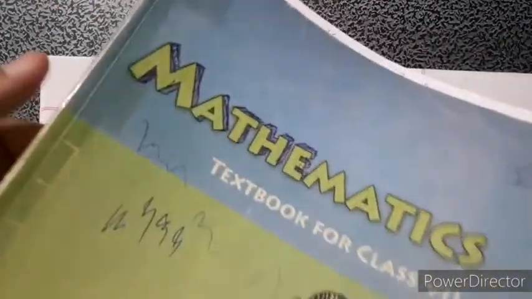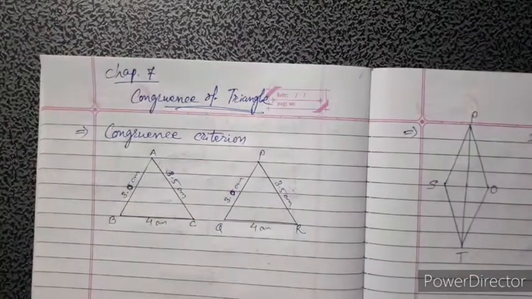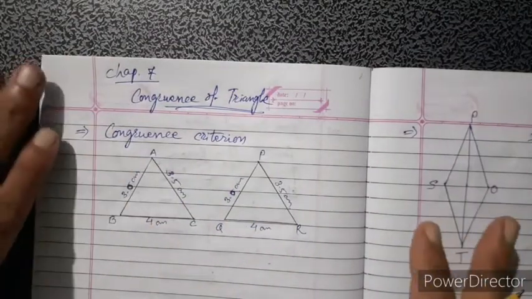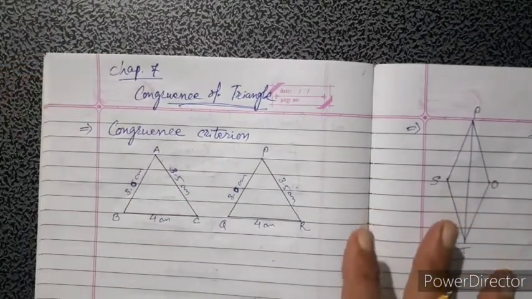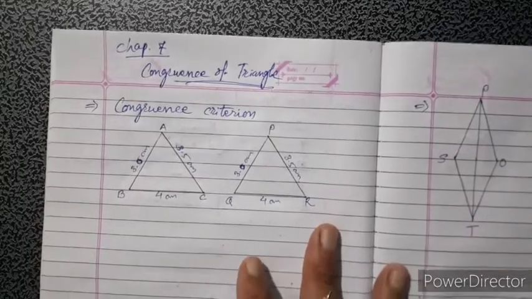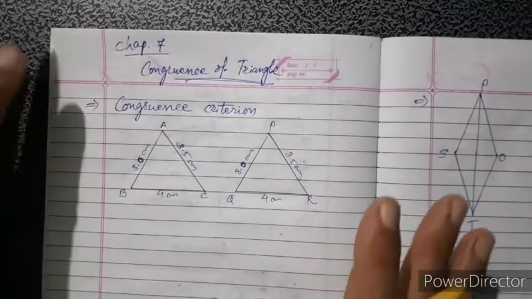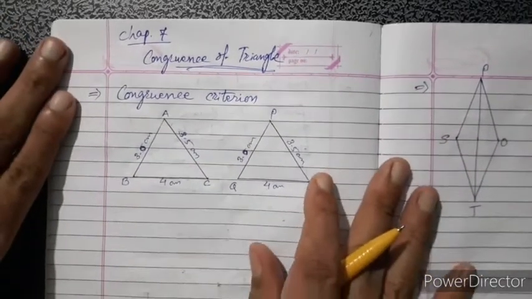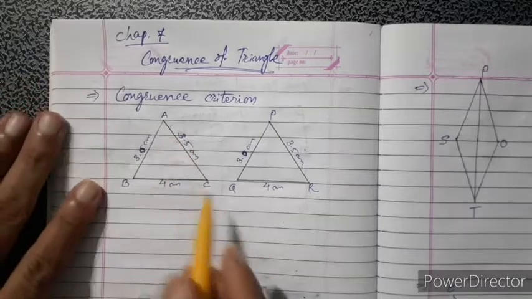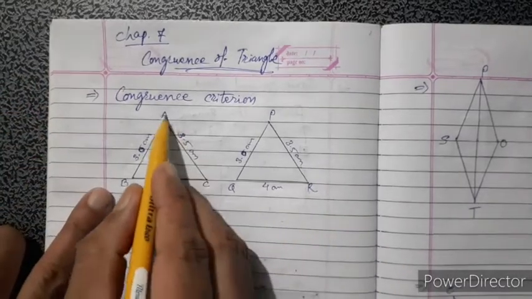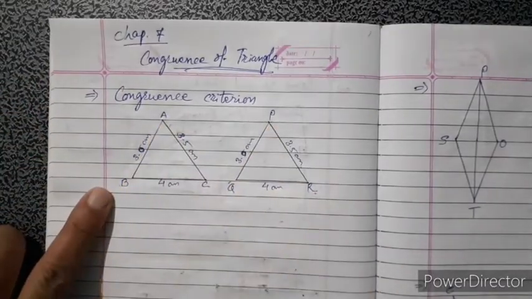In that, we are discussing different types of criteria. Now here I made some diagrams. We will study it, and I will show you how to write that one. Look here. In the first one, two triangles ABC and PQR are given.